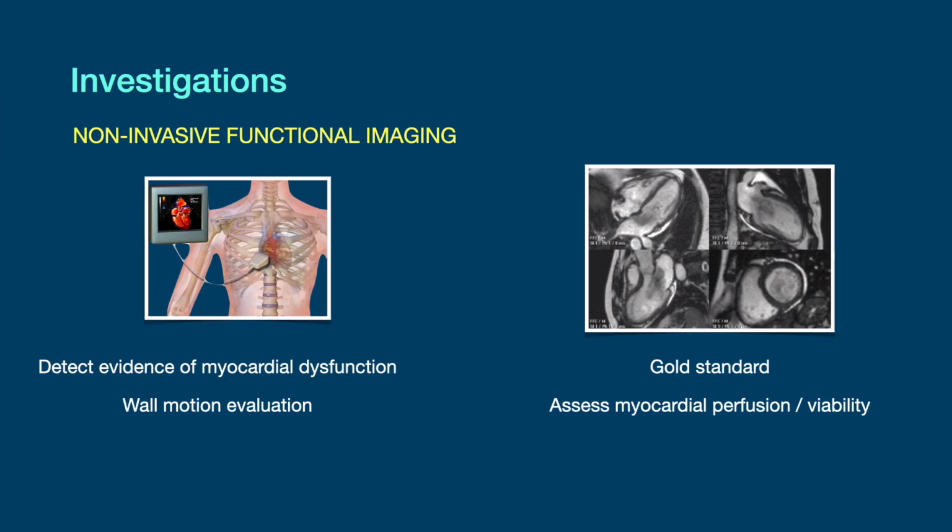Finally, to sum up the investigations in acute coronary syndrome, let's look at the non-invasive functional imaging that are available. Echocardiography is an accurate, non-invasive test that enables detection of evidence of myocardial dysfunction caused by ischemia or necrosis. Evaluation of wall motion while a patient is experiencing chest pain can be useful when the ECG is non-diagnostic.